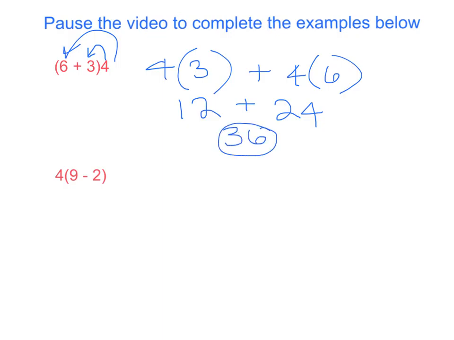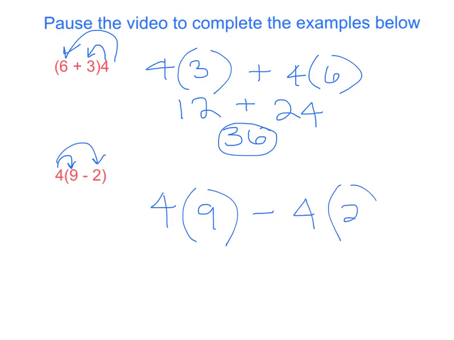For the next example, 4 times 9 minus 4 times 2. The sign that's in between the two numbers is the sign that goes in your distributed answer. Again, we can solve through 36 minus 8, which is 28.